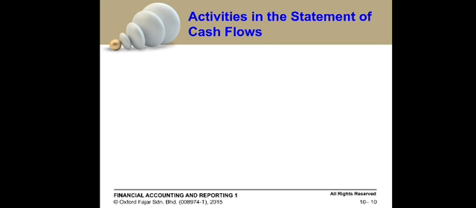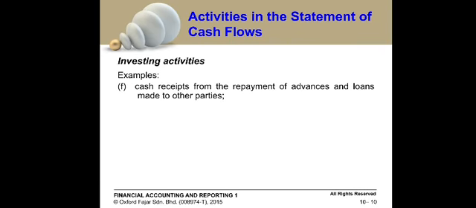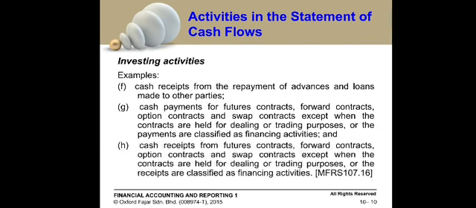C. Cash payment to acquire equity or debt instruments of other entities and interests in joint ventures. D. Cash receipts from sales of equity or debt instruments of other entities and interests in joint ventures. E. Cash advances and loans made to other parties. When a company gives a loan to another party, the company can get a return in the form of interest. Okay, the next example is cash receipts from the repayment of advances and loans made to other parties.